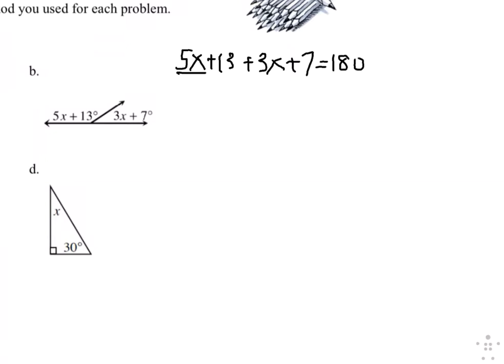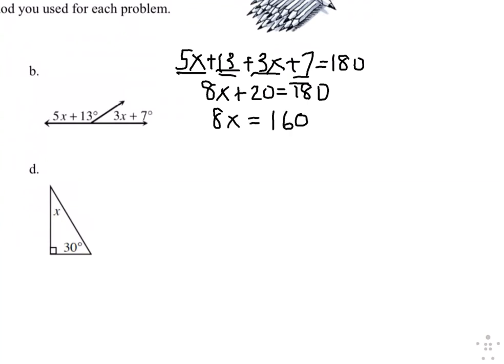So like terms again, 5x and 3x is 8x. 13 and 7 is 20, equals 180. Subtract 20 from both sides, and I get 8x equals 160. And divide by 8, and I get x equals 20 for B. Again, knowing that a straight angle is 180 degrees.